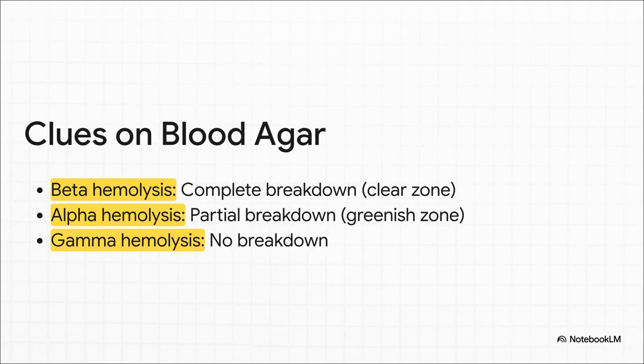Gamma means nothing happens. Alpha is a partial breakdown, and it looks kind of greenish. But beta hemolysis, that is a complete clear zone around the colony where the red blood cells are just gone. That is the smoking gun. It's a huge clue that the culprit might be Streptococcus pyogenes, the exact bacteria that causes strep throat.